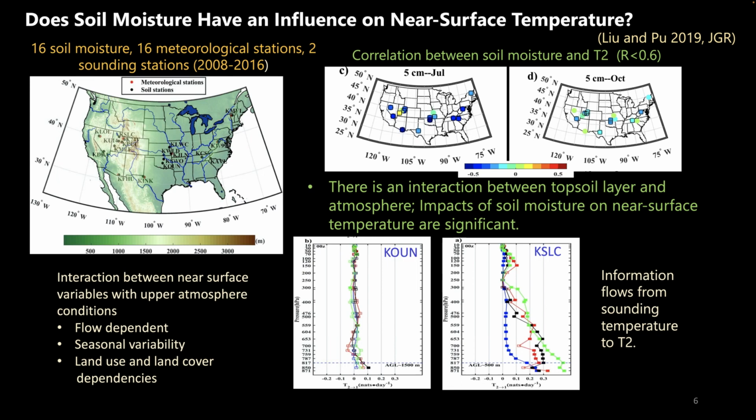There is also an interaction between the topsoil layer and the atmosphere. So the impact of soil moisture on the near surface temperature is certainly significant, which means even though the correlation number is 0.6, in many locations the topsoil particularly has a significant correlation with near surface temperature. In terms of the surface and upper atmospheric correlation, this is strongly flow dependent on the weather condition, and also has some seasonal variability. As I said, in the warm season we see strong mixing, so the correlation is strong, and in the cold season it stays in the lower level. It also depends on the land use and land cover.